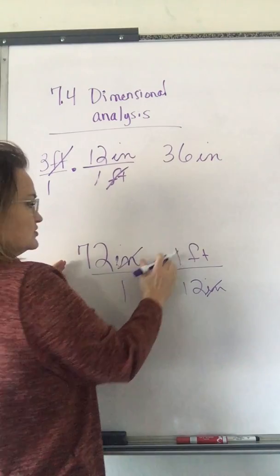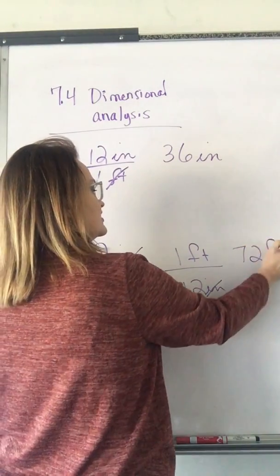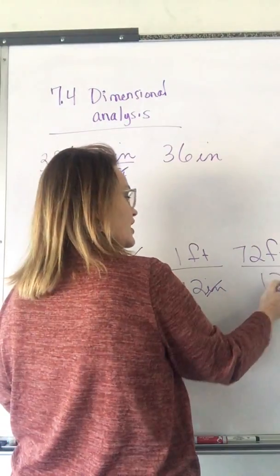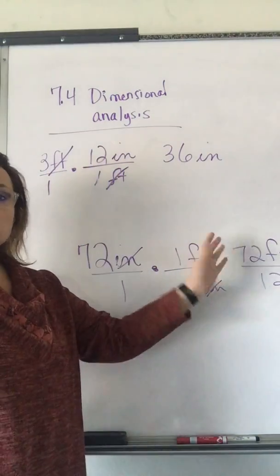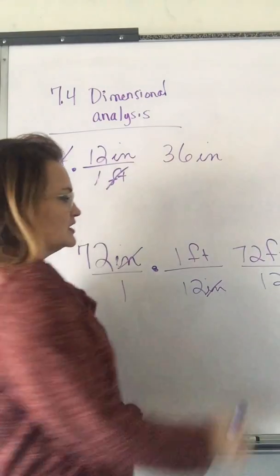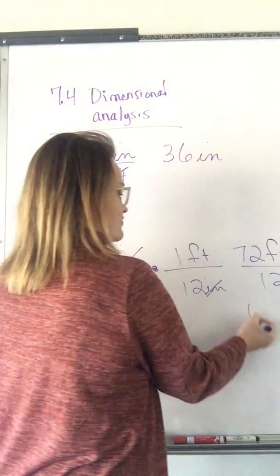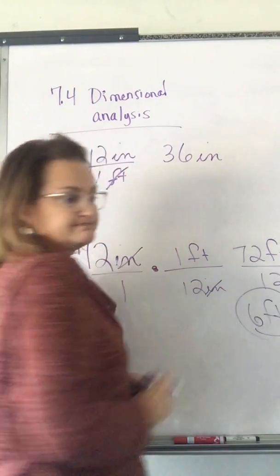I've got 72 times 1, or 72, and it's in feet. And then on the bottom, I've got 1 times 12, or 12. And then that just helps me know whether it's a divide or multiply problem. So then 72 divided by 12, is that 6? So it converts it to 6 feet.